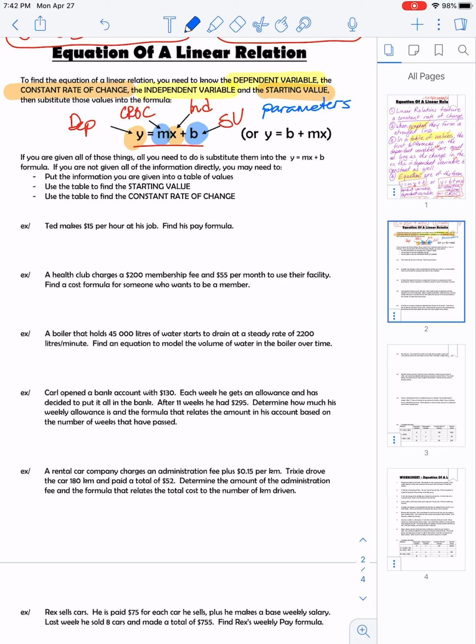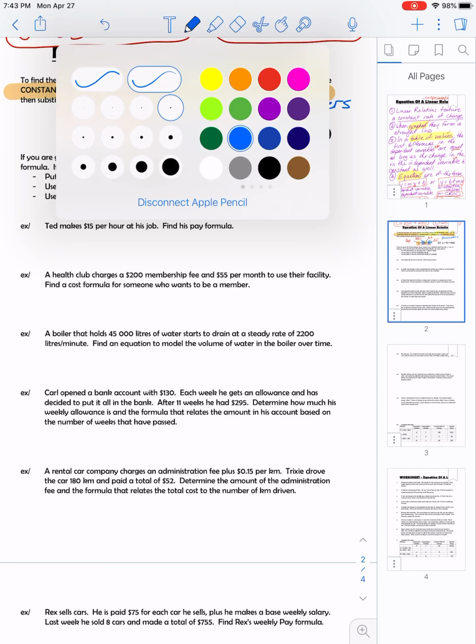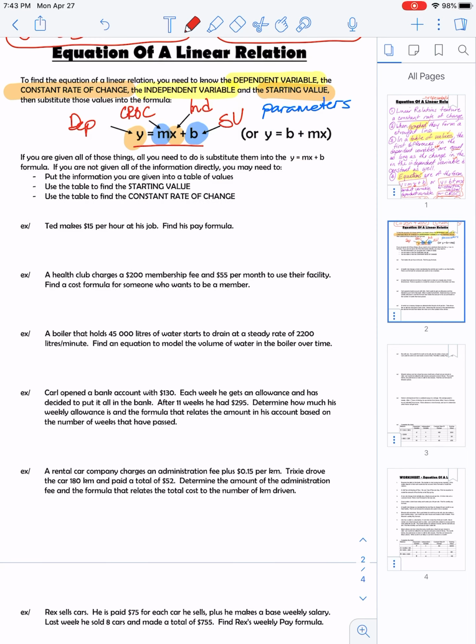Okay. So if you're given all of those things, all you need to do is substitute everything into the equation, and it's really easy. But then if you're not given all of those things, there's sometimes some things that you're going to have to do. You might have to put the information into a table of values so that you can figure out what the starting value is, or you might have to figure out what the constant rate of change is. It might not be so clear what it is that you're dealing with.